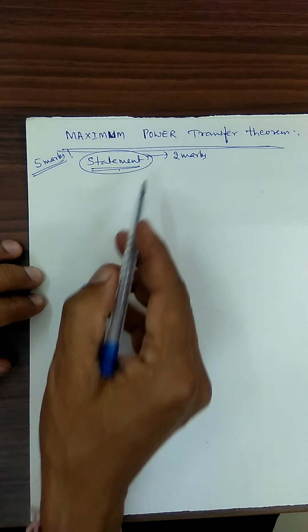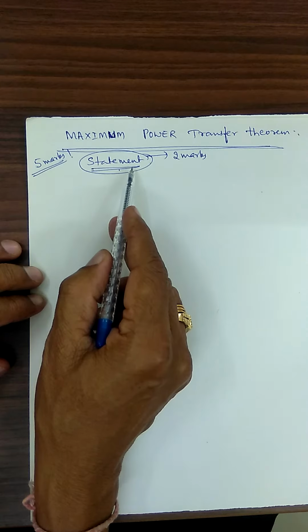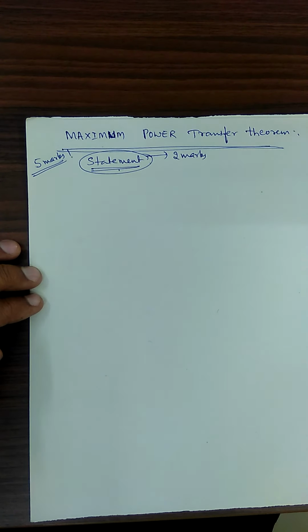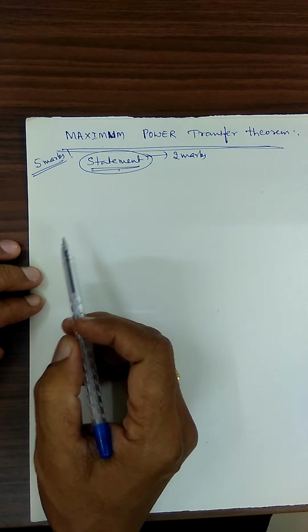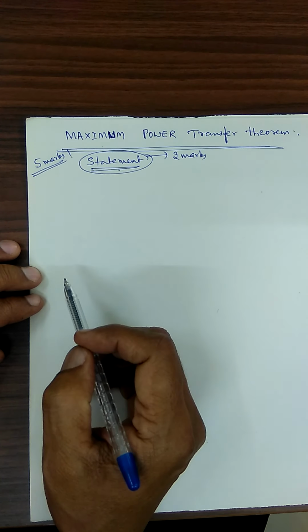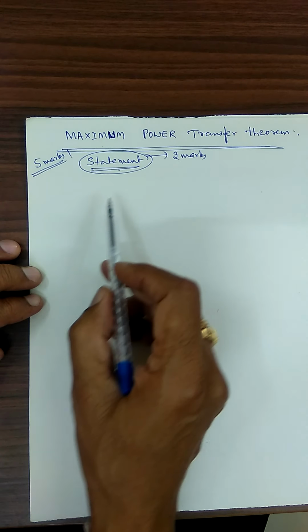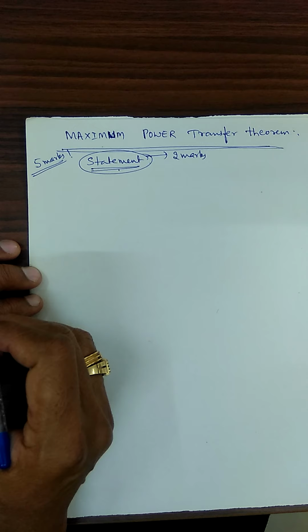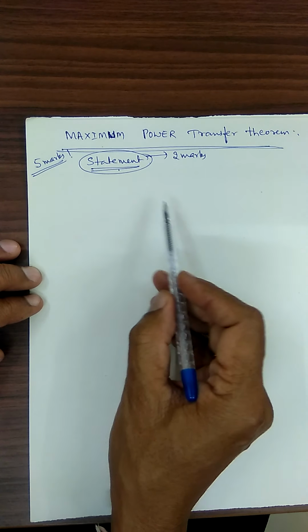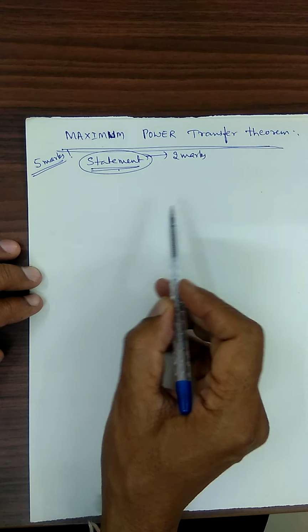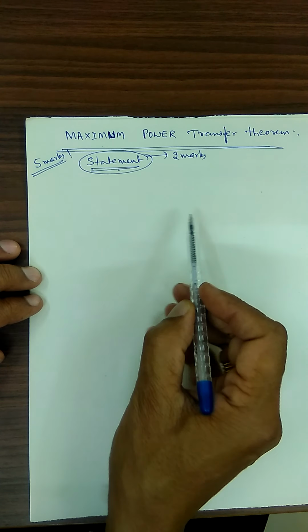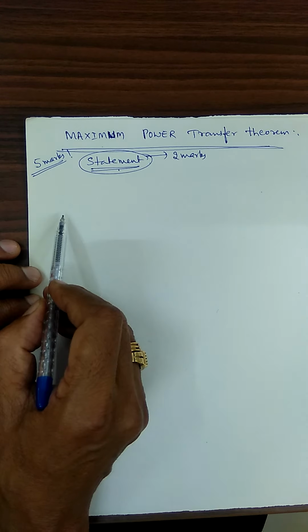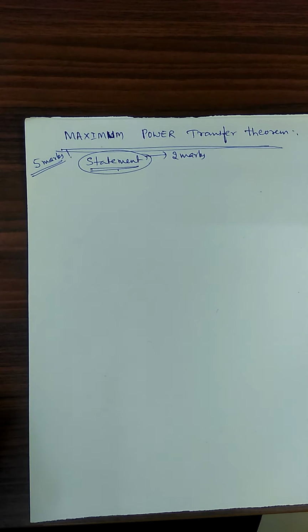The first concept is the statement. What is the statement? It has been given under the maximum power transfer theorem. If you are having a circuit, in that circuit we are having a load resistance, and through that load resistance, if you want to get the maximum power, then the load resistance and the internal resistance of the source must be equal to each other.